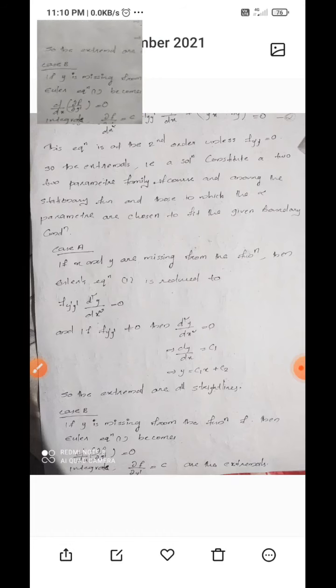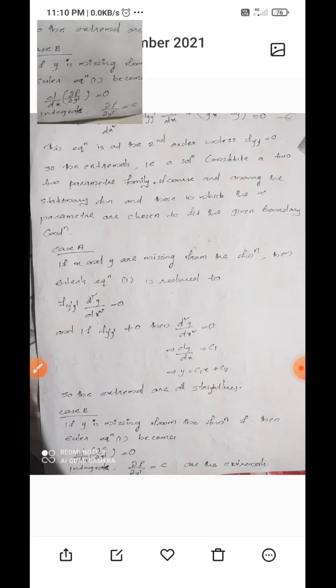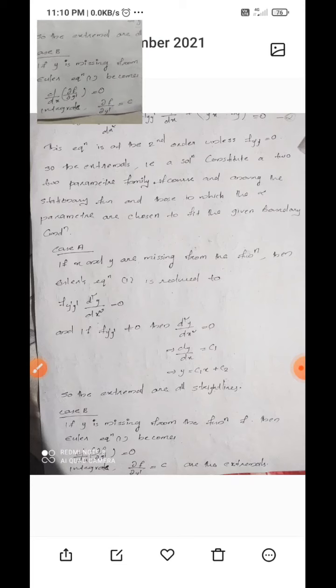Then case B, if y is missing from the function f, then Euler's equation 1 becomes d by dx of ∂f by ∂y dash equal to 0. Integrating, we get ∂f by ∂y dash is equal to a constant. These are the extremals.